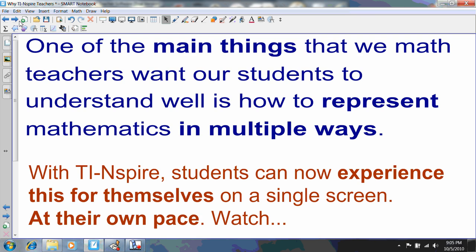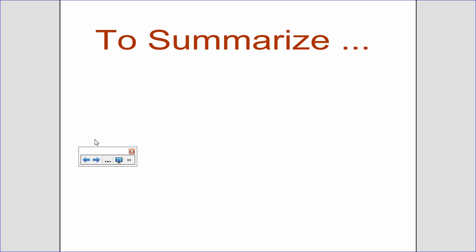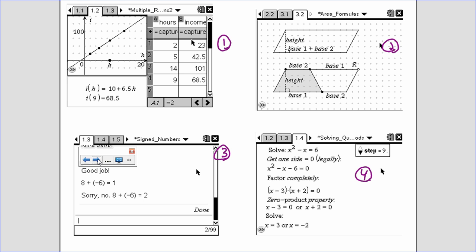So let's go ahead and summarize this here. First one, we have the multiple representations. The second one was the area formulas. Third, the signed numbers. And fourth, solving quadratic equations.